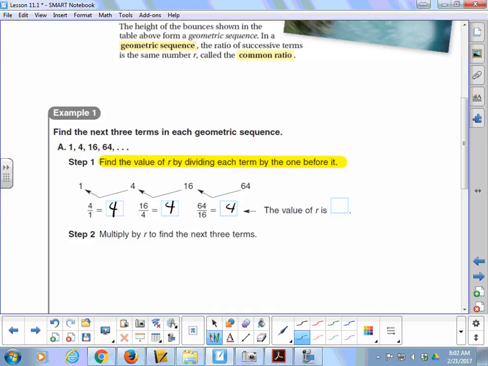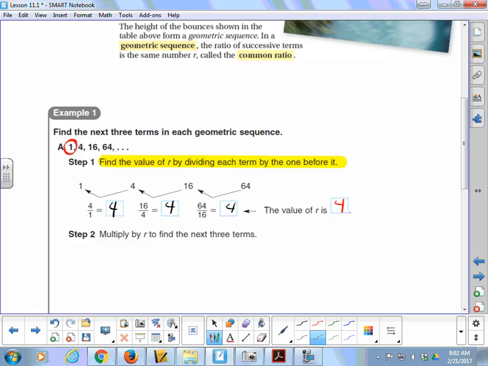And if you ever end up in a situation where 1 is one of your terms, that makes it really easy, because you just take the number next to the 1 and divide by 1, so whatever the number next to the 1 is, that's always going to be your common ratio. So here our common ratio is 4. To find the next 3 terms, we're just going to multiply 64 by 4, and then multiply by 4 again, and multiply by 4 again.